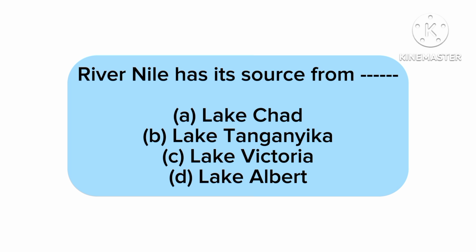Now the next question we have: River Nile has its source from Lake Chad, option A, option B, Lake Tanganyika, option C, Lake Victoria, D, Lake Albert. The correct answer is Lake Victoria. That's where River Nile has its source from. River Nile is known as the longest river in the world. Just in case you are asked, what's the name of the longest river in the world? The longest river in the world is River Nile.